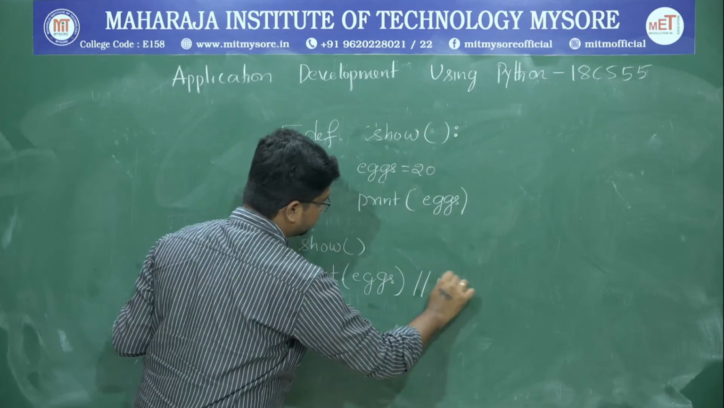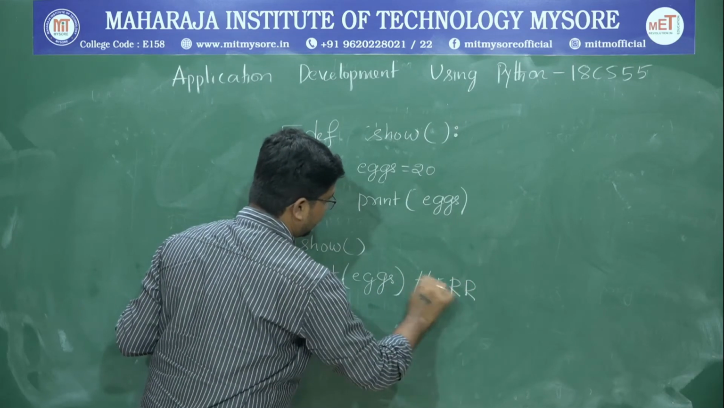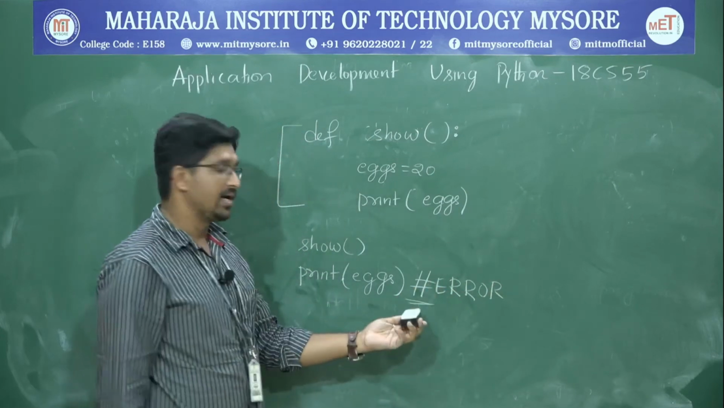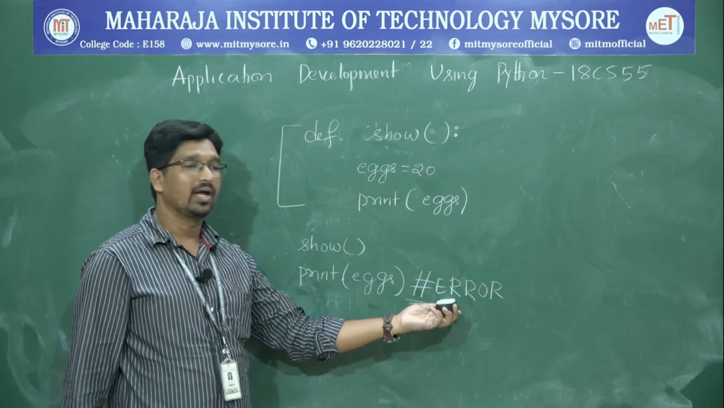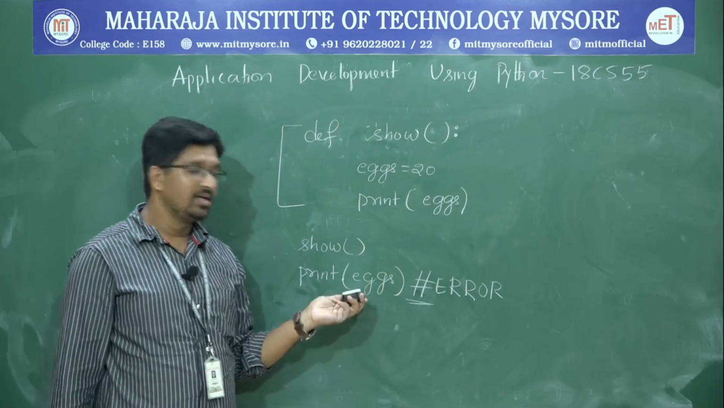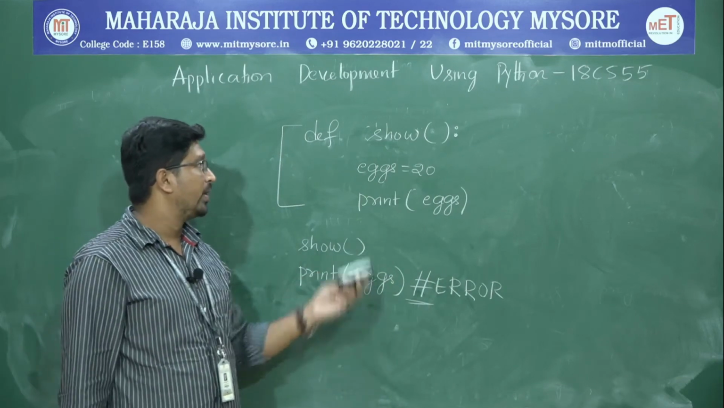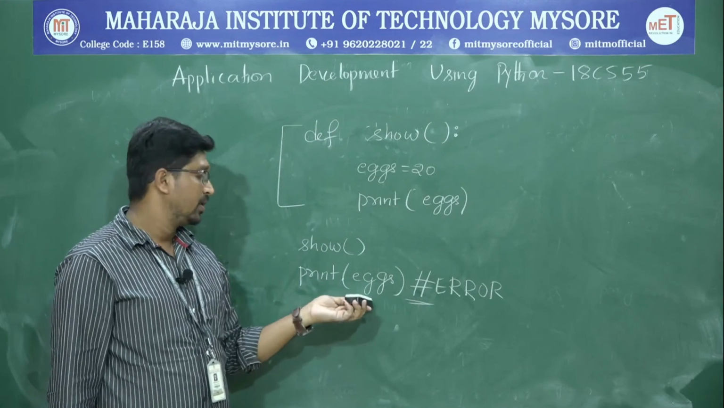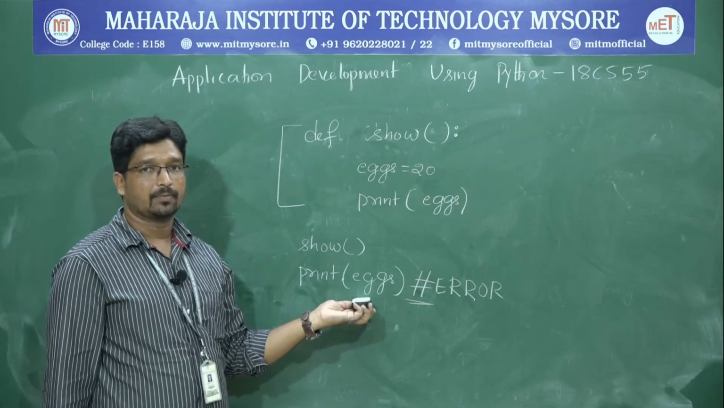So this is an error. I am using a comment line, a single line comment. I have got an error because x is a local variable which belongs to the show function. You cannot access it outside the function, correct?